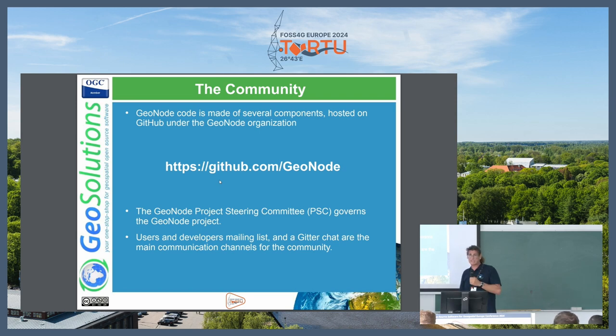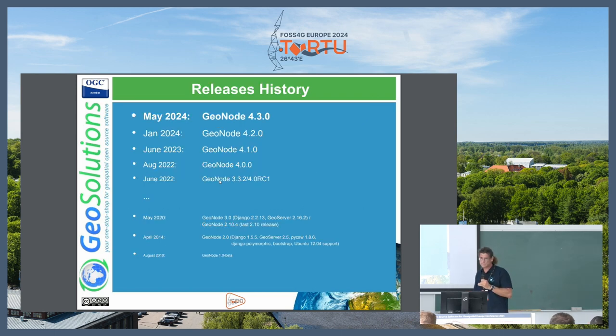Of course, this is an open source project, and in the GeoNode organization, there are several components. There is the core, there are the various Docker repositories, and there are other plugins which are in different repositories inside the same organization. Contact with the community is done through the usual ways, so mailing list, GitHub issues, and so on.